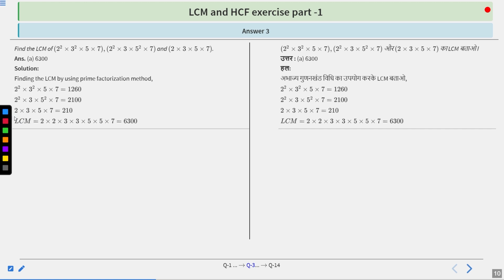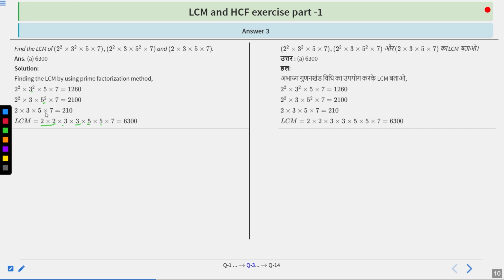So first of all, we will look for the highest power of 2. In the upper two equations, highest power of 2 is 2 square, so we will write 2 into 2. Then we will look for the highest power of 3 in all of them. Highest power of 3 is 3 square, that is 3 into 3. Then we will look for the highest power of 5, that is 5 square, so 5 into 5.